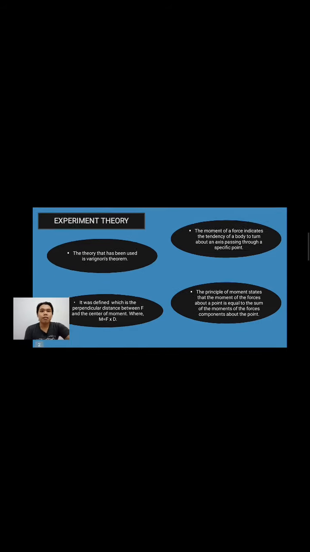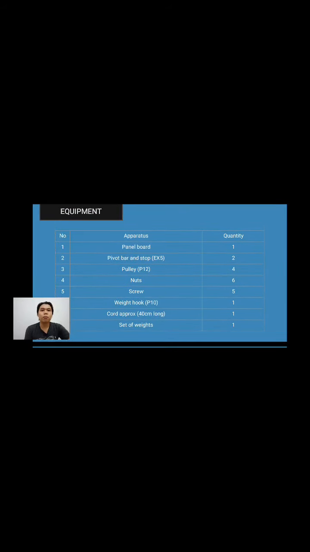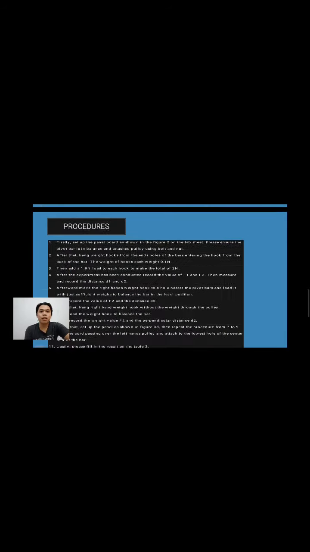And then for the equipment that has been used: firstly panel, pivot bar and stop, pulley, nuts, screw, weight hook, cord, and a set of weights. And then for the procedure.